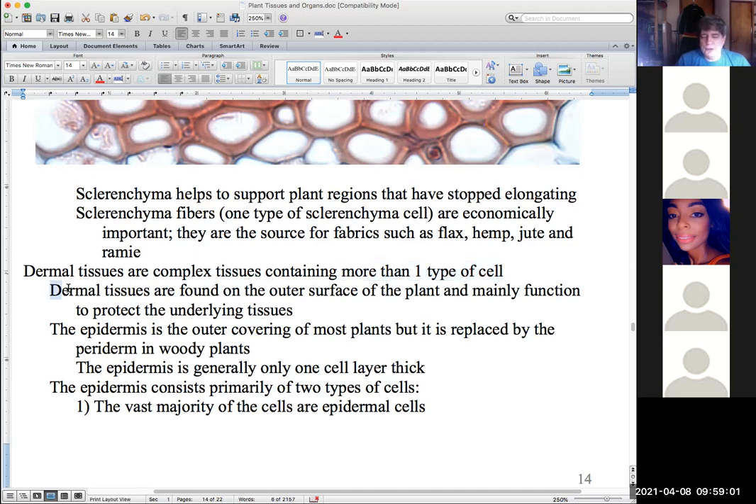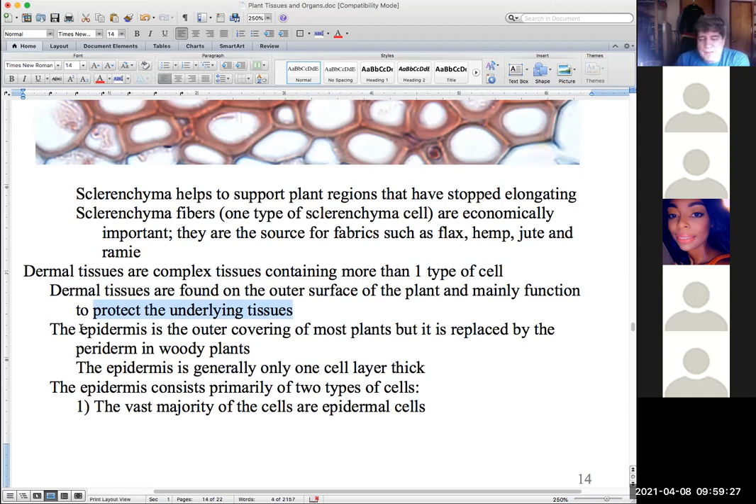So dermal tissues, dermal, again, think dermatologist, means skin. Dermal tissues are on the outside of a plant. And the main thing dermal tissues do is they protect everything under them. If the dermal tissues get torn off, they can generally be replaced. Not necessarily true for the plants underneath it.